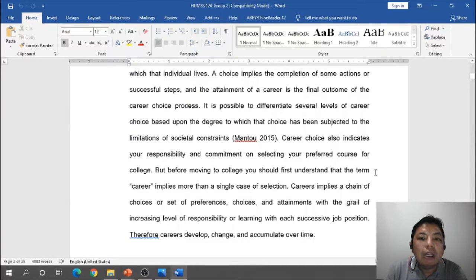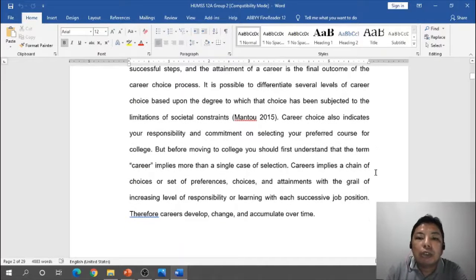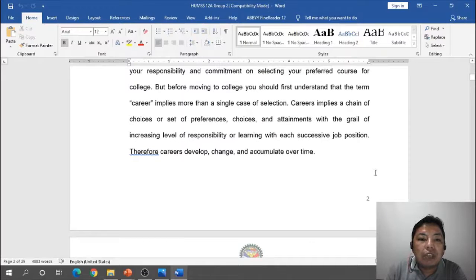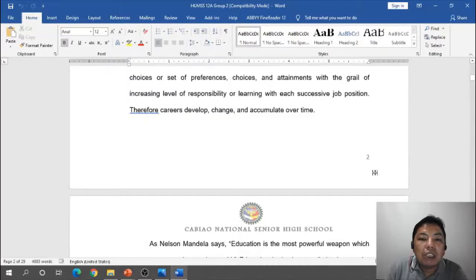It is possible to differentiate several levels of career choice based upon the degree to which the choice has been subjected to the limitations of social constraints. Man 2, 2015. Career choice also indicates your responsibility and commitment on selecting your preferred course for college. But before moving to college, you should first understand that the term career implies more than a single case of selection. Career implies a chain of choices or set of preferences, choices, and attainments with the goal of increasing level of responsibility or learning with each successive job position. Therefore, career develops, change, and accumulate over time.